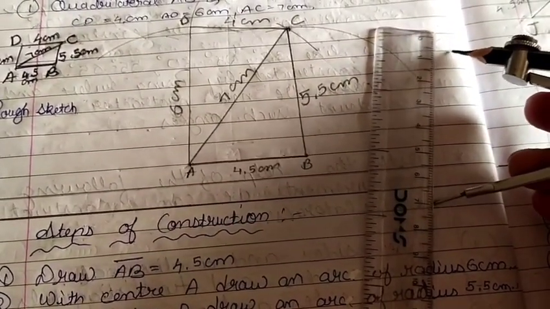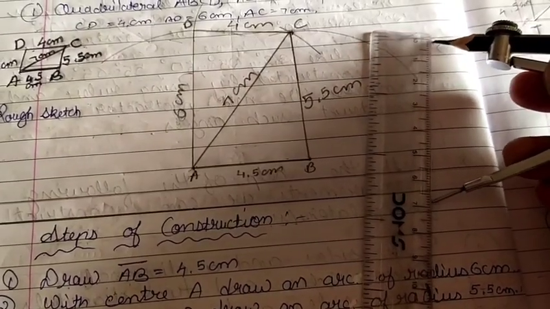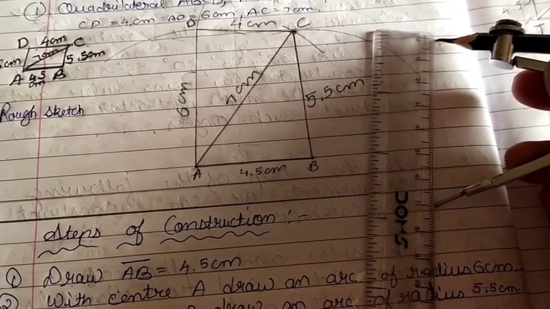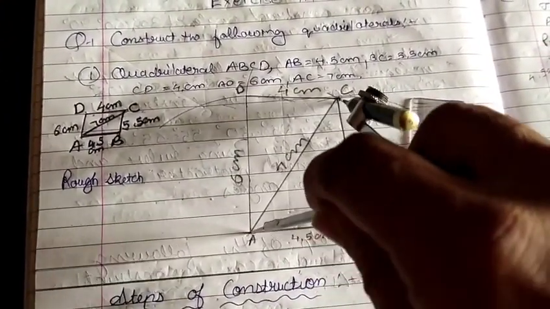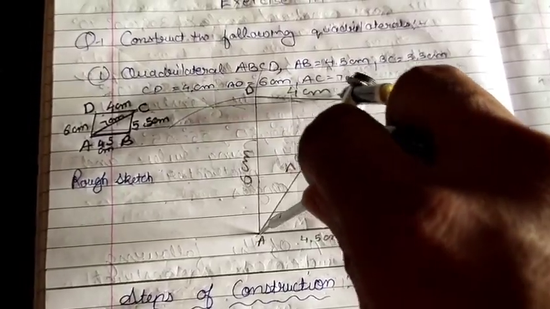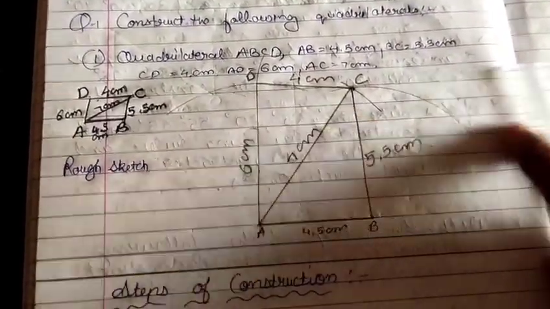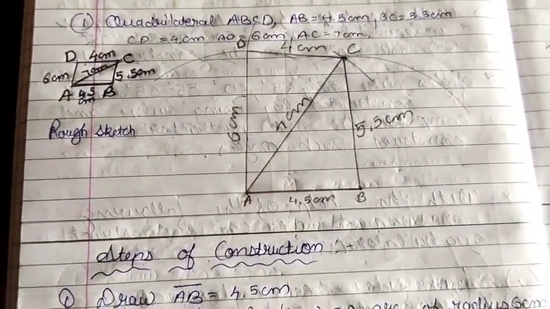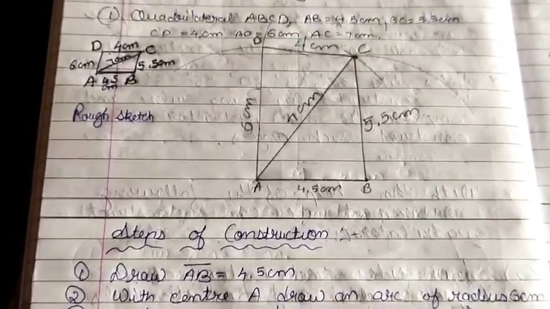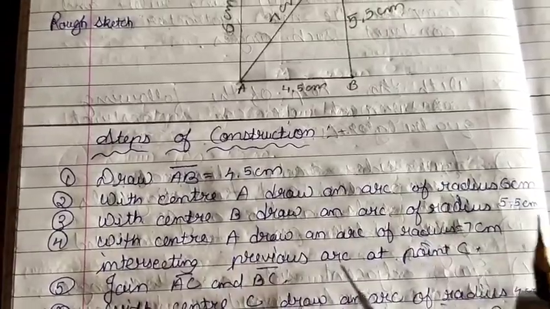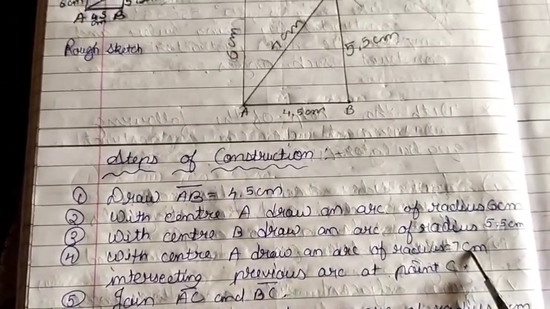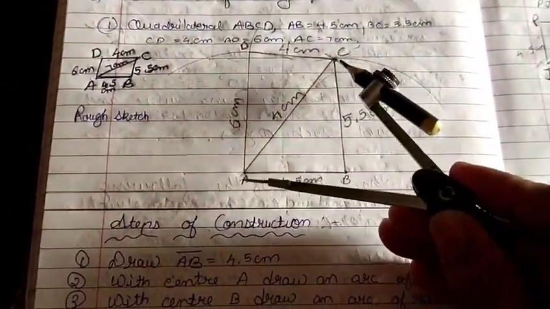In such a way, you have to take 7 centimeter. After taking such, place it on A, because the length of AC is 7 centimeter. So cut the previous arc at point C. So after constructing the diagonal, now you have to write the step: with center A, draw an arc of radius 7 centimeter. We had drawn the arc of radius 7 centimeter.